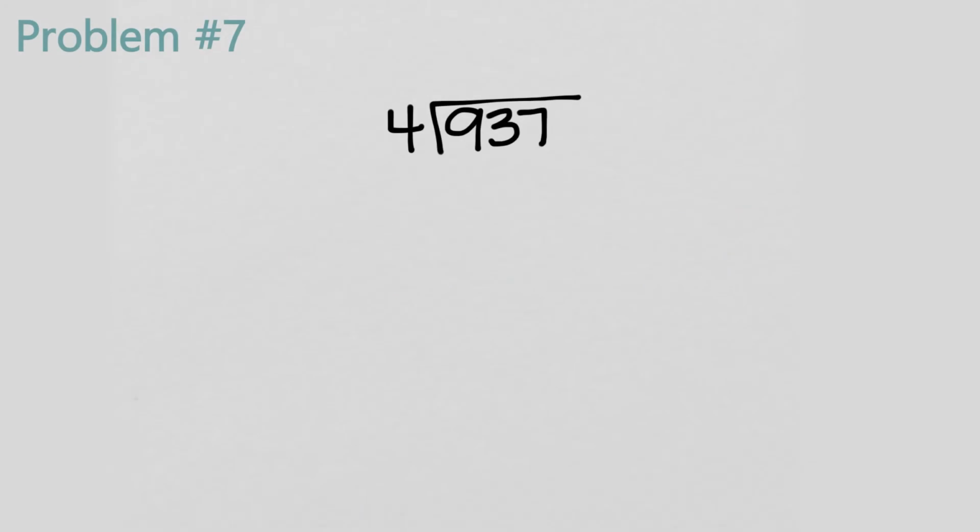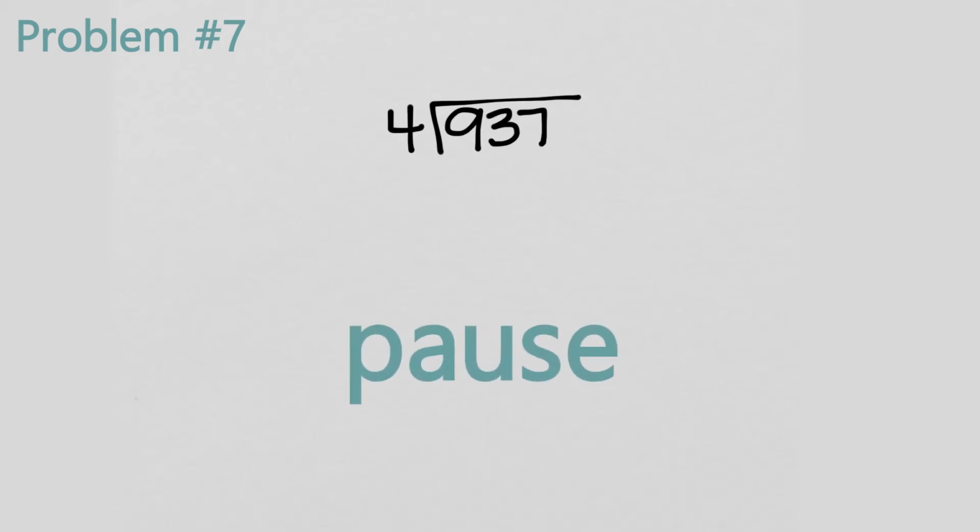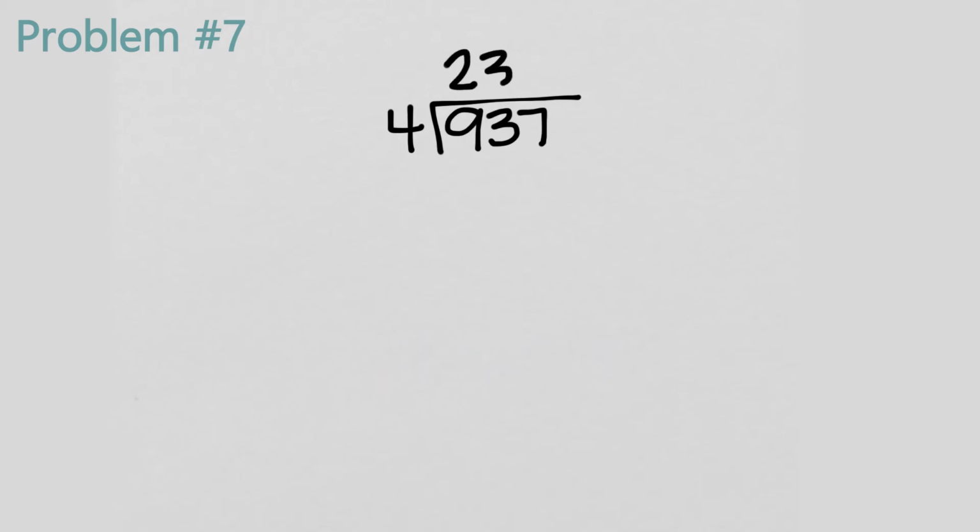Problem 7. 937 divided by 4. Good luck! Welcome back. You should have gotten 234, remainder 1.